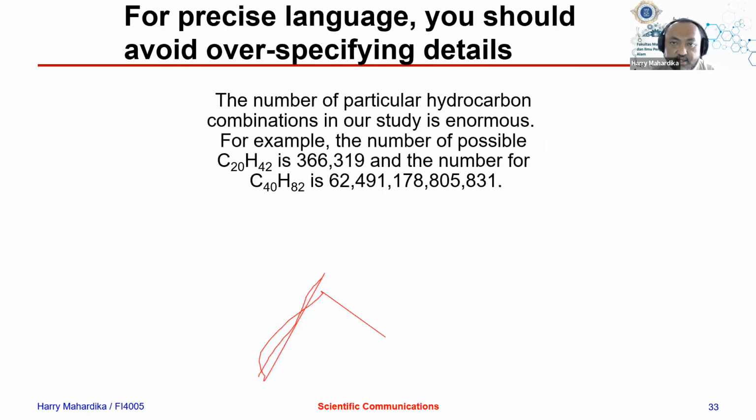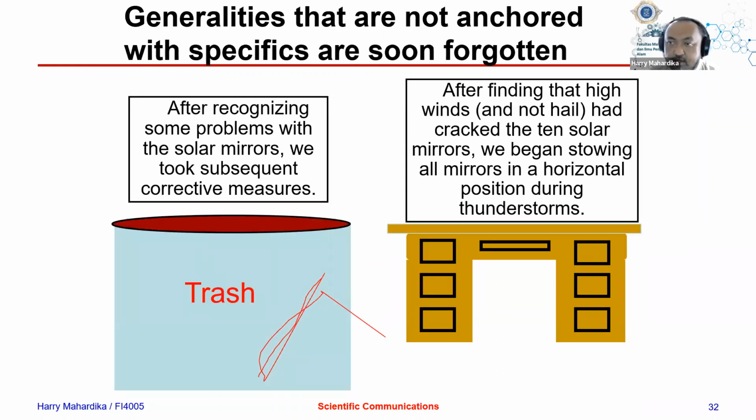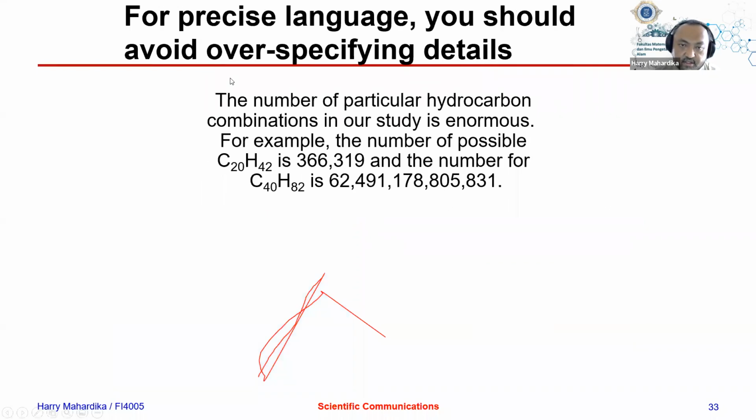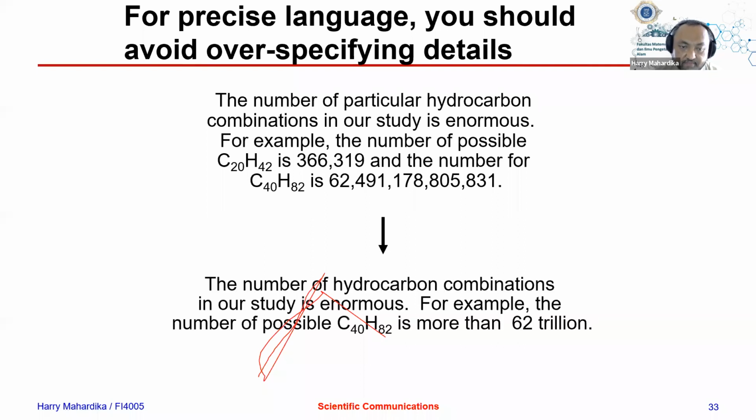Okay, next, precise language. You should avoid over-specifying details. So there is a trade-off that you need to follow. Too much detail is not good, but lacking details is also not good. For example, like this one: the number of particular hydrocarbon combinations in our study is enormous, period. For example, the number of possible C20H42 is blah, blah, blah. Okay, too much information is given here. So instead, we write it like this one: the number of hydrocarbon combinations in our study is enormous, period.